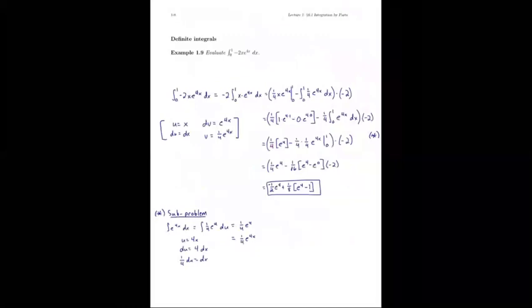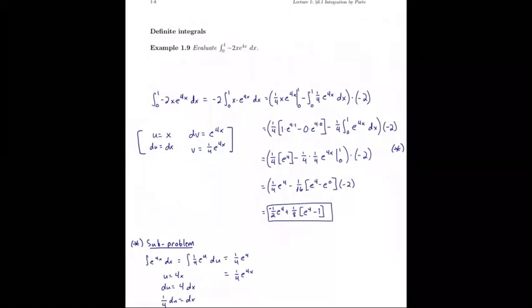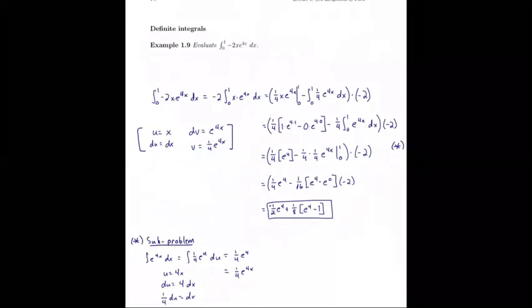So one final problem involves a definite integral. And again, remember, a definite integral has limits of integration. So we should get a number out of this. It might be a transcendental number or an irrational number with e or pi or something in it, but we should get a number and no longer a function. So we've got the integral from 0 to 1 of negative 2x e to the 4x.